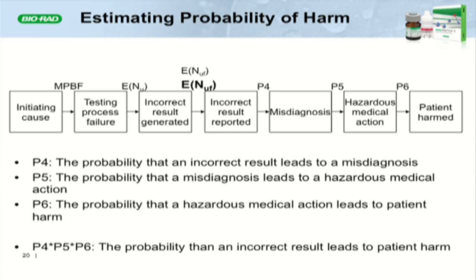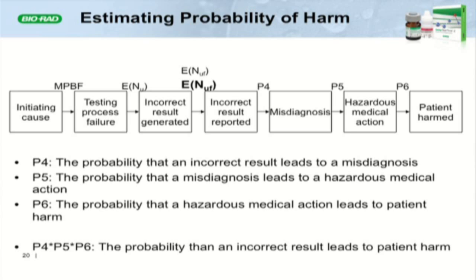At the point where we report the result, we kind of lose control of the process. It's important for us to understand the implications of an incorrect result in terms of the rest of the sequence of events. We need to be informed about it. We need to maybe try to estimate it, but we can't influence those, so we might as well just lump them all together. So P4 is the probability that an incorrect result leads to misdiagnosis. P5 is the probability that a misdiagnosis leads to a hazardous medical action. And P6 is the probability that a hazardous medical action leads to patient harm.